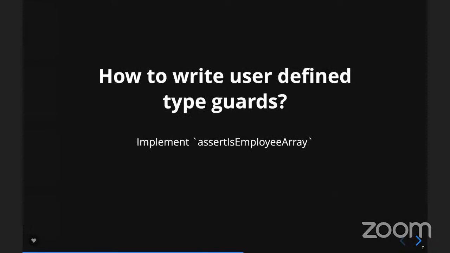So how do we actually write these type guards? We'll see an implementation of the assert is employee array type guard. I have this basic code written. This is a function that takes nothing but resolves to a promise of any. And this is an employee data type. This is my type guard, assert is employee type guard. We're going to write the implementation of this. Before writing the implementation, let's write a function that actually checks if data is of type employee. So we'll write a function called is employee that takes data of type any.